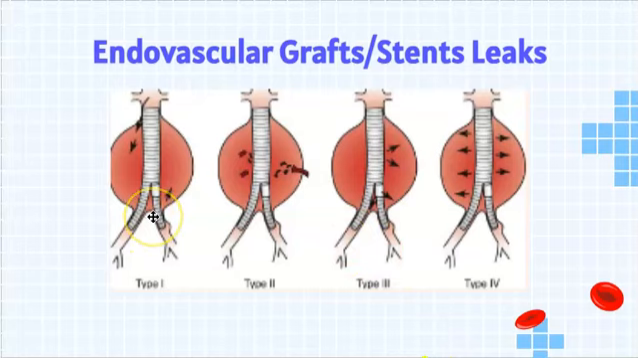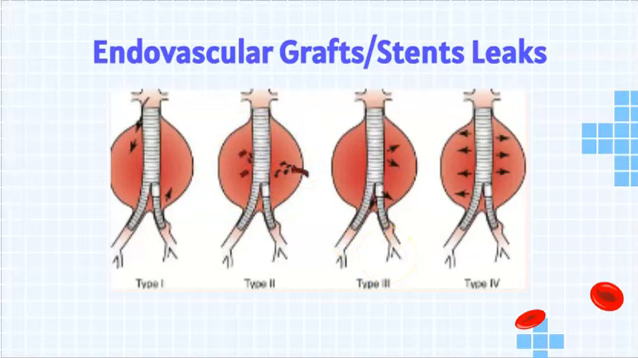Type 1 is an attachment site leak, which is normally caused when the device is improperly sealed at the proximal or distal endpoints. So here, there's just not a good seal proximally or distally, and so blood is actually leaking out. Type 2 is when you have retrograde flow through collateral branches. These could be the lumbar branches or even the inferior mesenteric artery. So here we just have branches, and they're showing retrograde flow into that aneurysm.